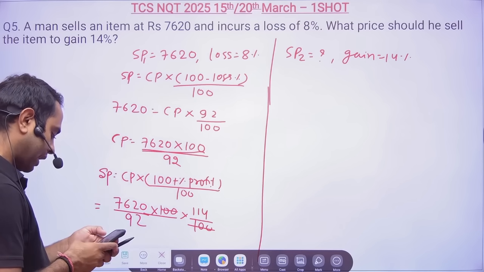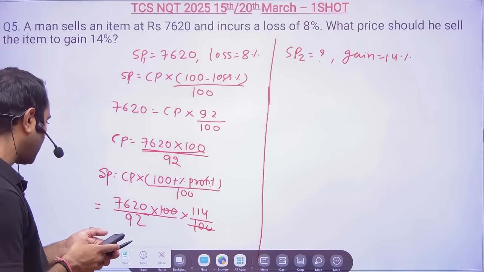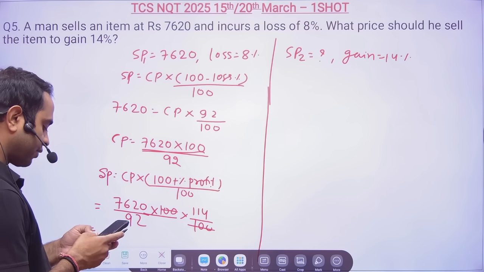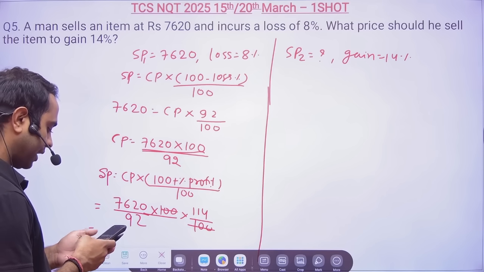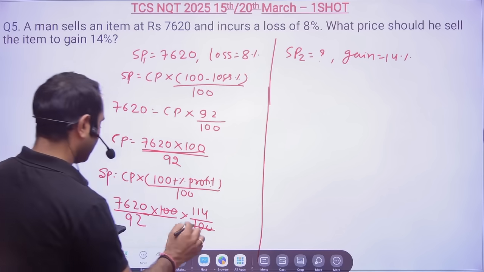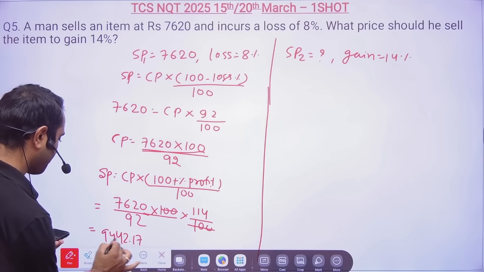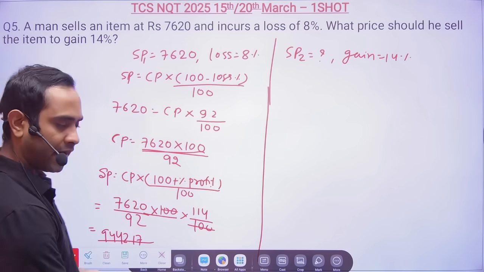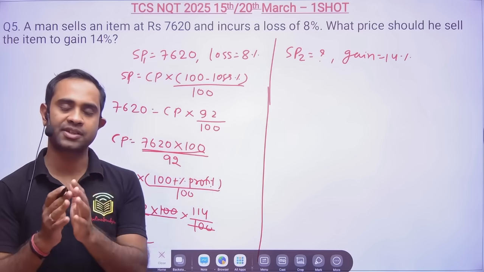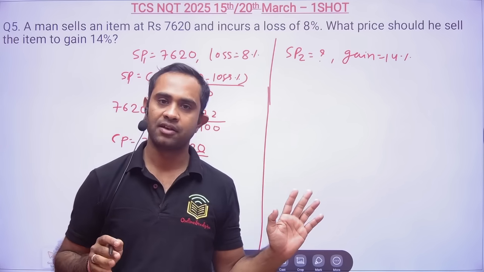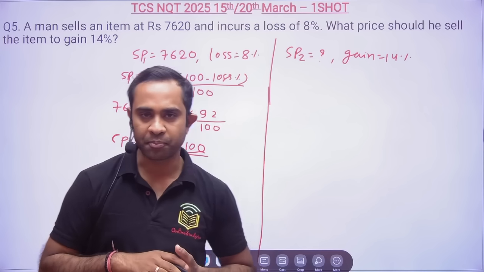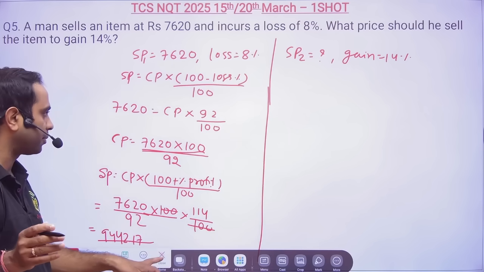So let's use the calculator quickly and get the answer fast. 7620 into 114 divided by 92, because they are only giving the calculator in the exam. 9442.17. Okay, fine, good. And friends, one more thing I wanted to tell you. Advanced aptitude is easier compared to the normal aptitude, which I have been telling you from the beginning also.